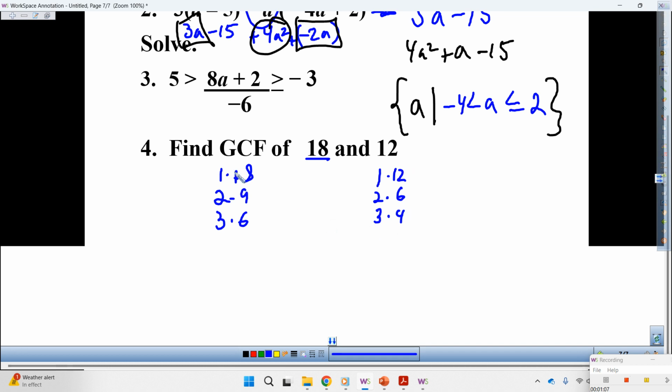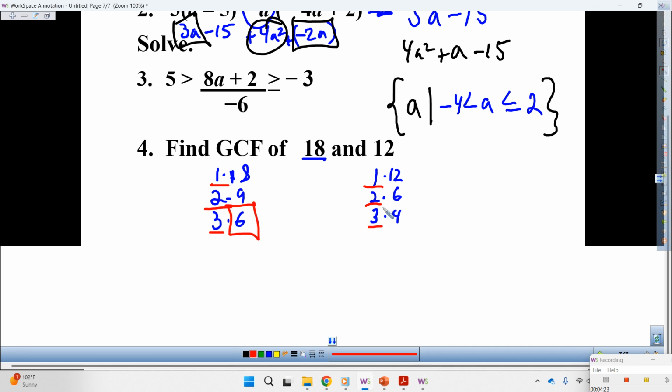So look at the factors. Which numbers are the same for both, but what is the highest one? Tell your neighbor. What would be the highest factor that both of them have in common? Okay, it's not 1 because that's the smallest one. It's not 2. That's still small. What else do they have in common? The 3. What else? The 6. Guess what? Our GCF is 6. GCF. Write that down, please.